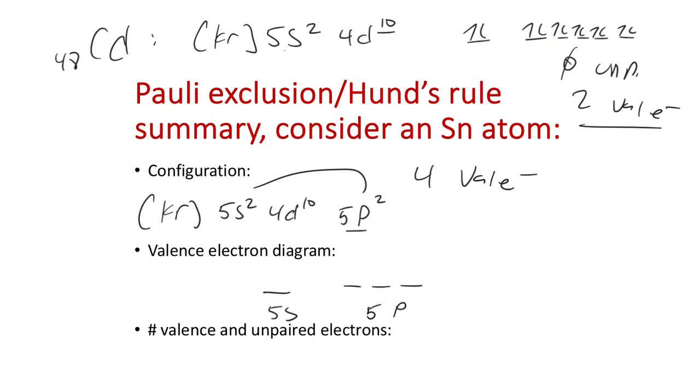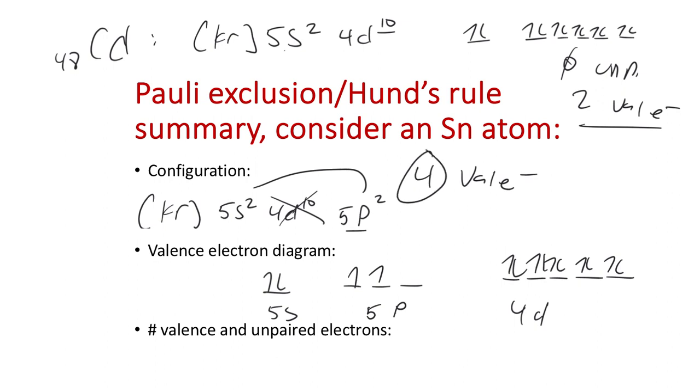Since the 4d are not part of the valence, I could leave them off the valence diagram. If you wanted to picture the 4d, there's no reason we couldn't still sketch them, all spin paired. So that's our 4d10, then 5s2, and then 5p2. So n equals 5 is the outermost shell. I count the 5s2 and the 5p2 electrons in the outermost shell. And then I have 2 net unpaired electrons. So 4 valence electrons, and then 2 unpaired.